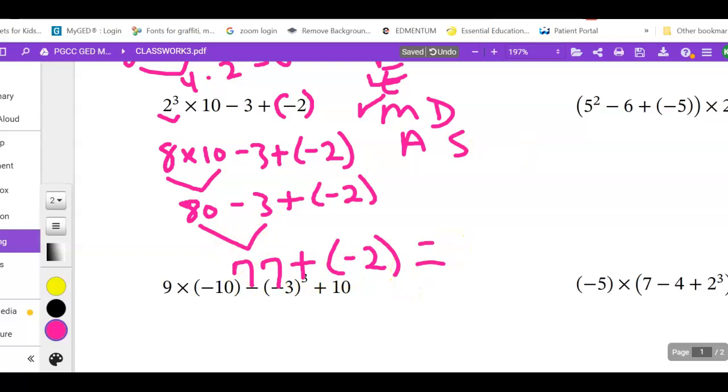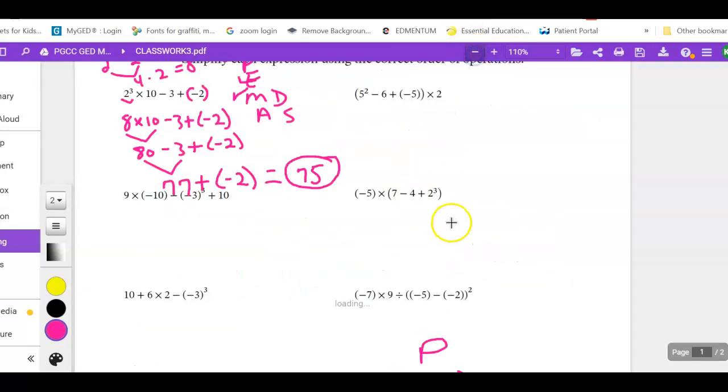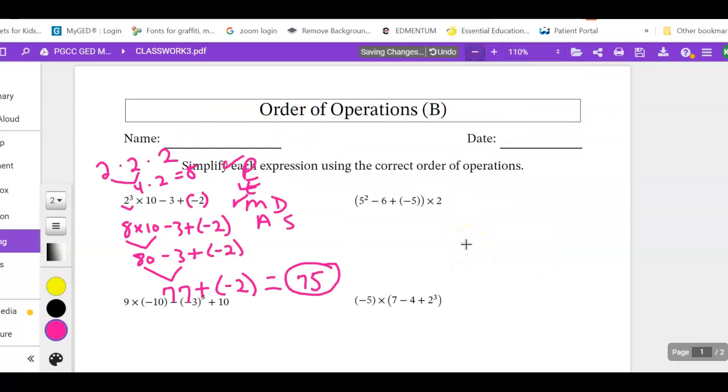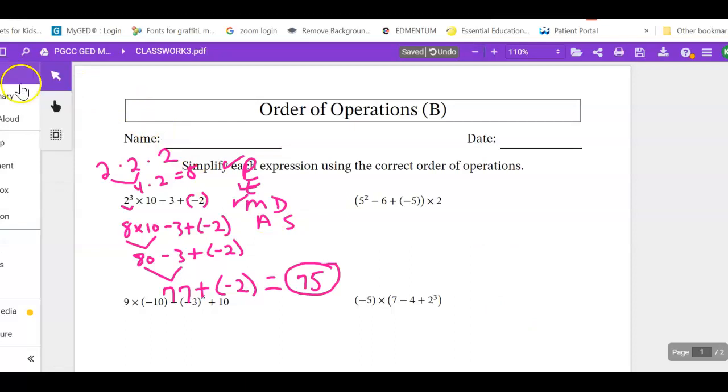Remember your integer rules. Positive plus negative. Positive plus negative. Subtract to find the difference. Keep the sign of the larger digit. So if I subtract 77 minus 2, that's going to give me 75. What's larger, the 77 or the 2? The 77 is larger, and that 77 is positive. So I will keep my answer as positive. For this entire one, your complete answer for this first one of order of operations is 75. Let's keep it going. Move over to the next one and practice that.